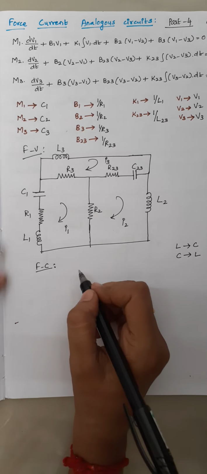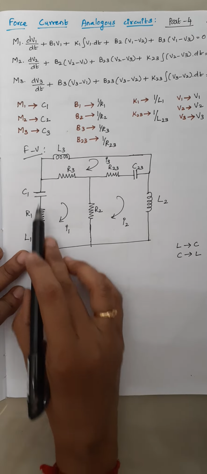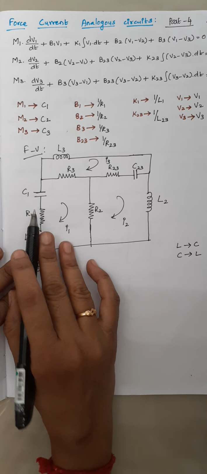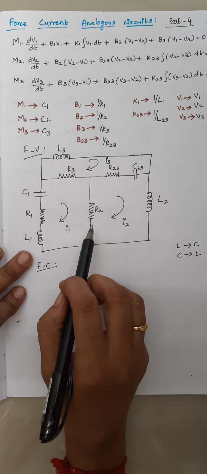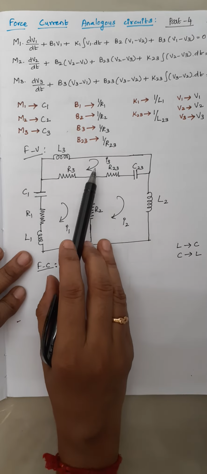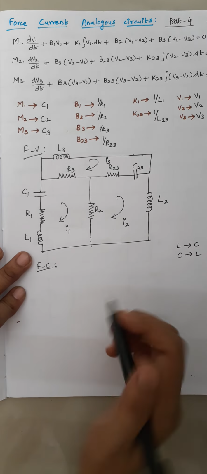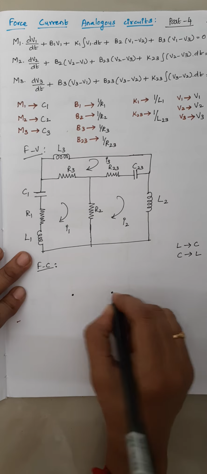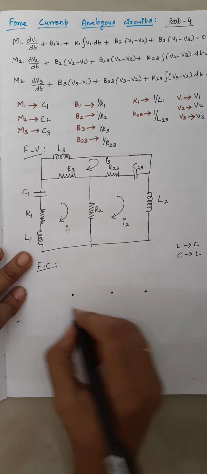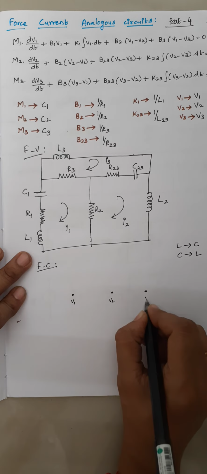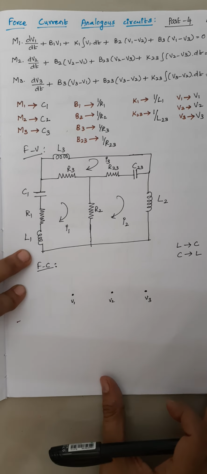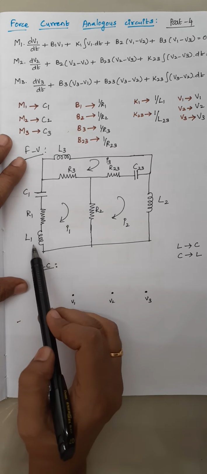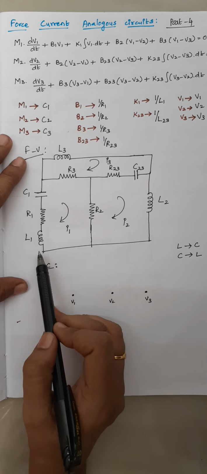Here, as I already said, these three elements are in series, so I am going to draw these three elements in parallel. We have three loops, loop 1, loop 2 and loop 3, so in our force current analogous circuit we will have three nodes: V1, V2 and V3, right? The first step is, in loop 1 we have L1, R1, C1 in series. Now I am going to draw these three elements in parallel.